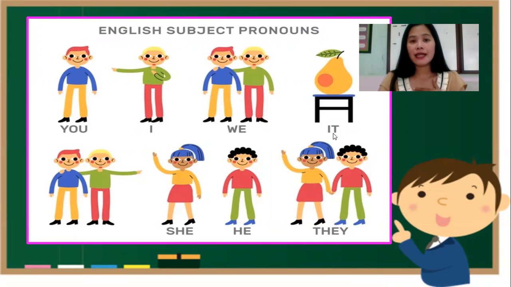It is for an animal or a thing that is only one. Animal or thing that is only one, the pronoun is it. Because she is for the girl and he is for the boy. They is referred to many. Two persons, 3, 4, 5, 6. That is they.